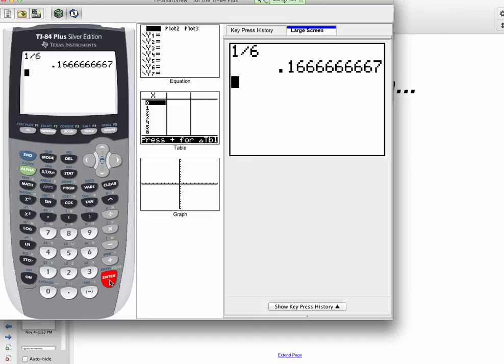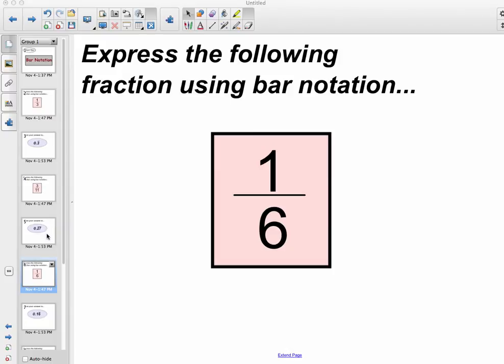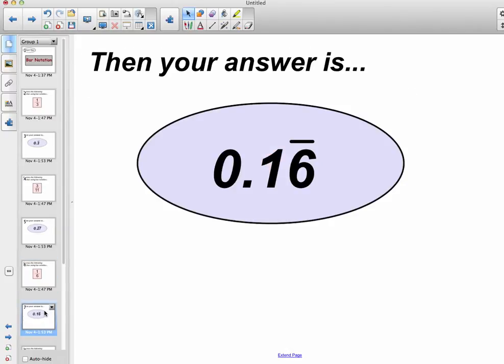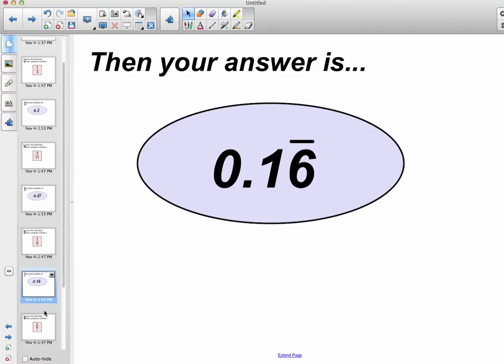So as a repeater, remember the bar only goes atop the value that repeats in the process. What's repeating in this is the 6, not the 1 and the 6. So when I express this value, it is going to be 0.1, and then the 6 is the term that has the bar over top of it.